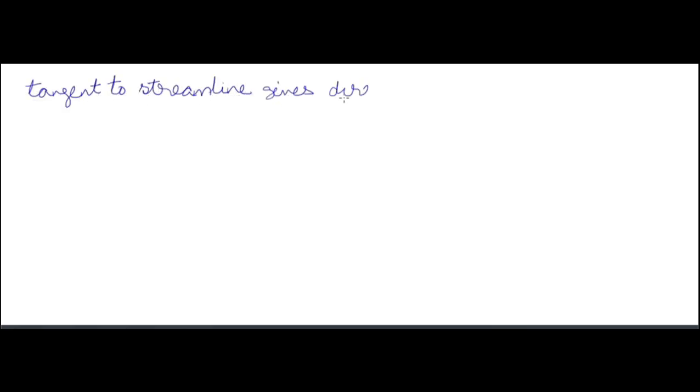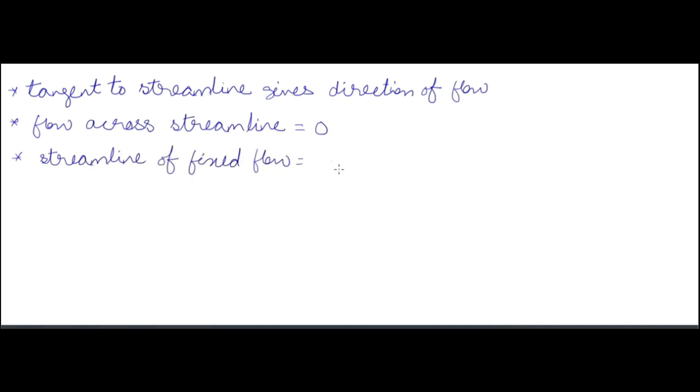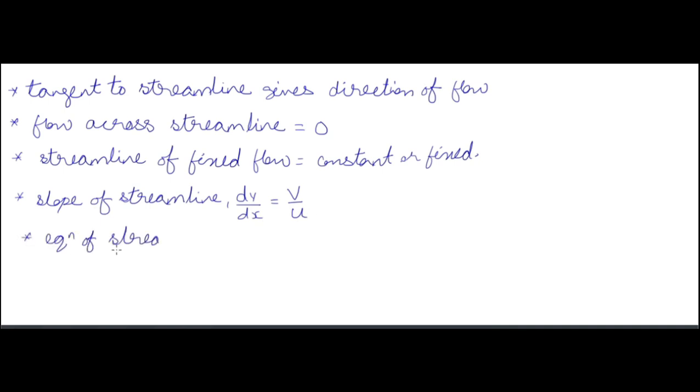Now, the tangent to a streamline gives the direction of flow. Flow across a streamline is 0. The stream function along a streamline is constant, and the slope of a streamline is equal to v by u, where v is the component of velocity in the y direction and u is the component of velocity in the x direction. The equation of a streamline is dx by u equals dy by v equals dz by w, where u, v, w are components of velocity along the x, y and z directions.